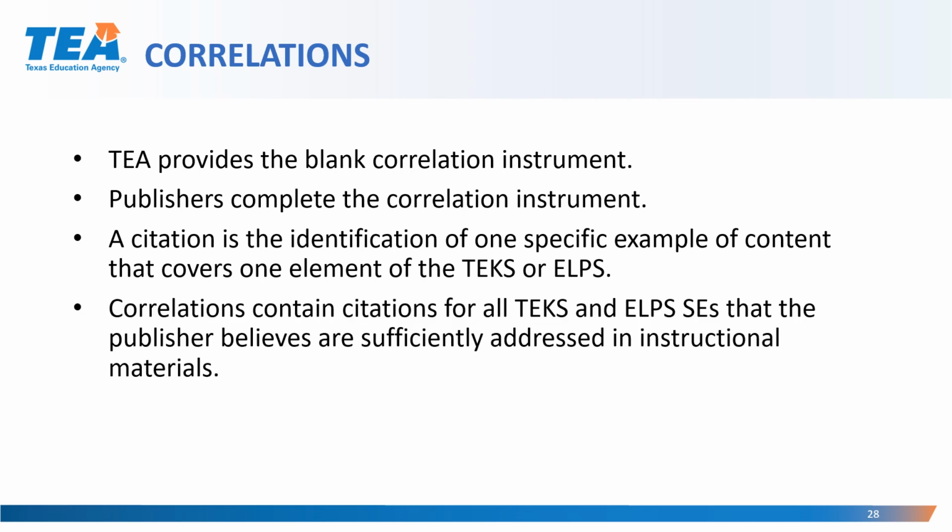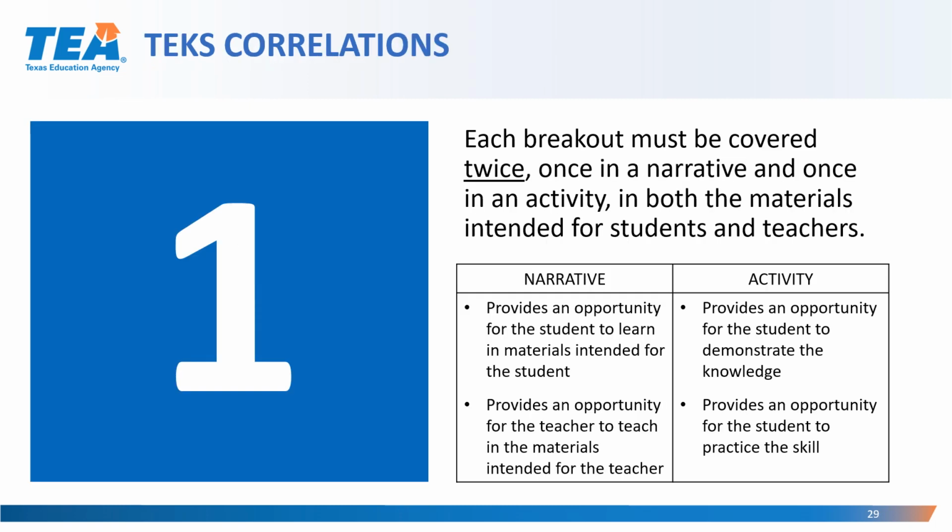A completed correlation instrument contains citations for every SE a publisher believes is sufficiently addressed in its instructional materials. You must provide at least 2 citations for every breakout, a narrative and an activity, in both the student and teacher materials. A narrative is an example of content that provides an opportunity in the student materials for the student to learn, or an opportunity in the teacher materials for the teacher to teach. An activity provides an opportunity for the student to demonstrate the knowledge or practice the skill.